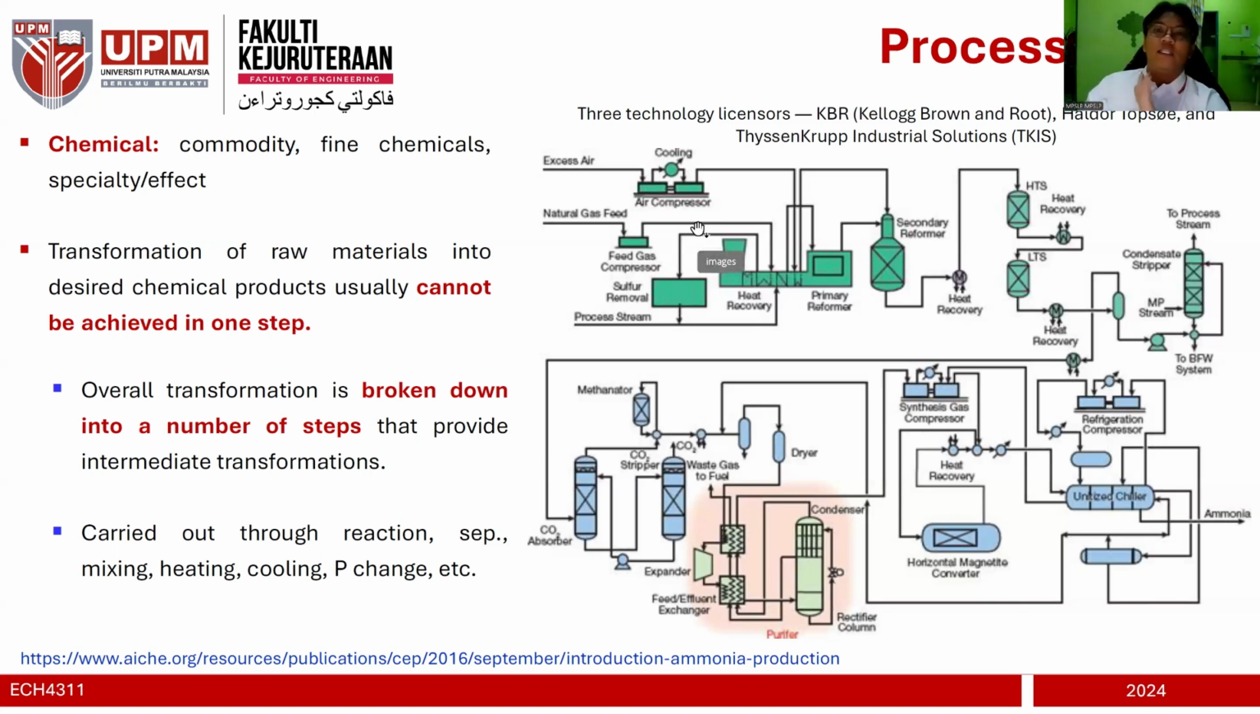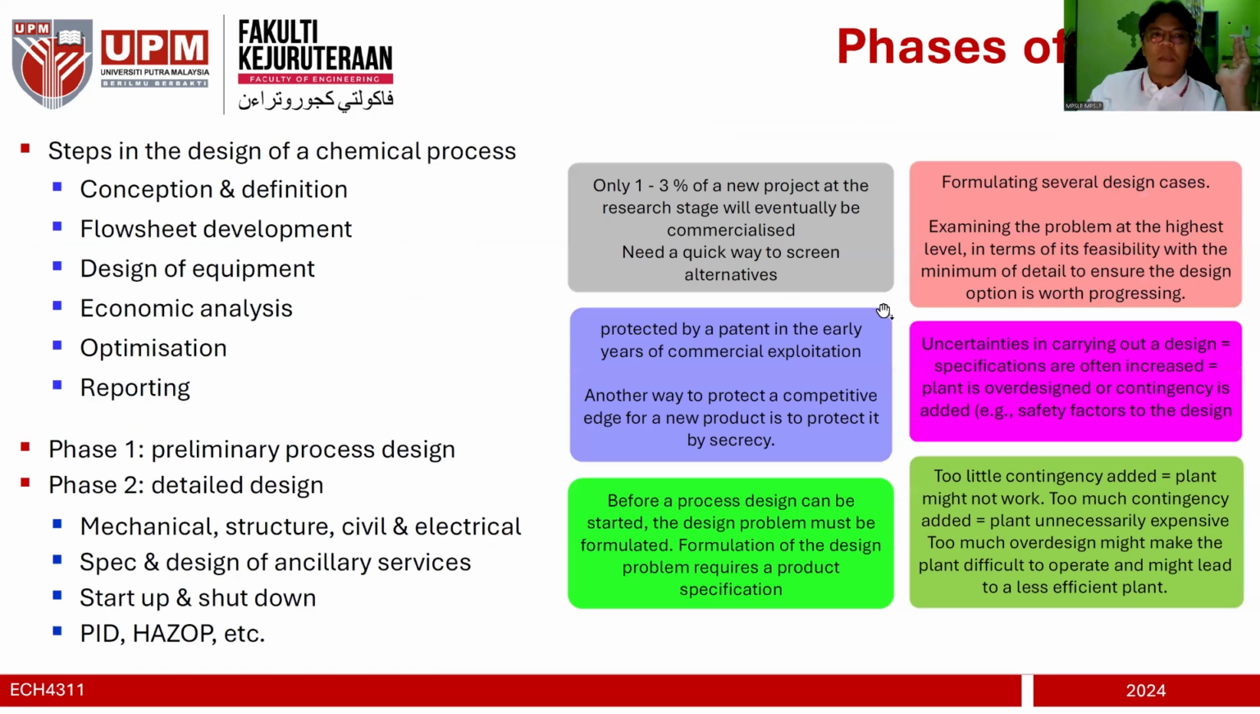So as I said, it's a long way of saying that converting raw materials into ammonia is a complex transformation that needs to be broken down into smaller transformations. All right, phases of process design.